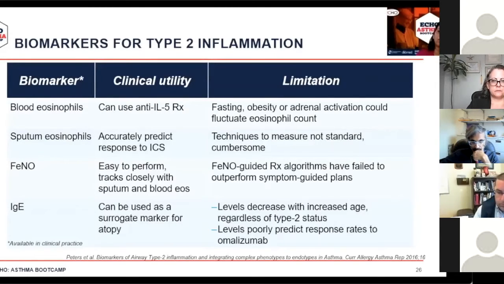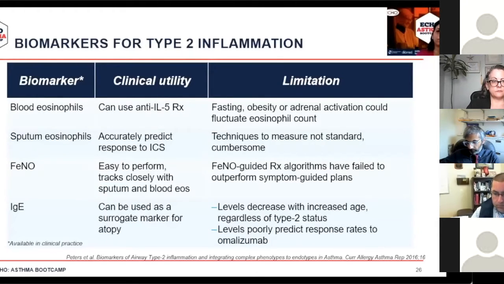And then finally, immunoglobulin E. Again, a blood test can be used as a surrogate marker for atopy, and patients with high IgE can be identified to see if they would benefit from treatments such as omalizumab. These levels of IgE decrease with increased age, regardless of the patient's type 2 status, and levels usually poorly predict response rate to omalizumab, and usually we don't necessarily track these patients with IgE once a patient is started on omalizumab.